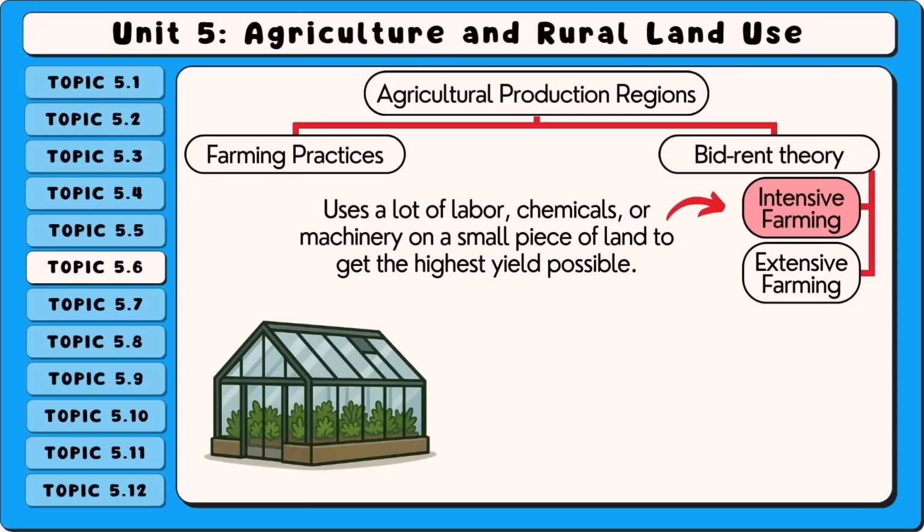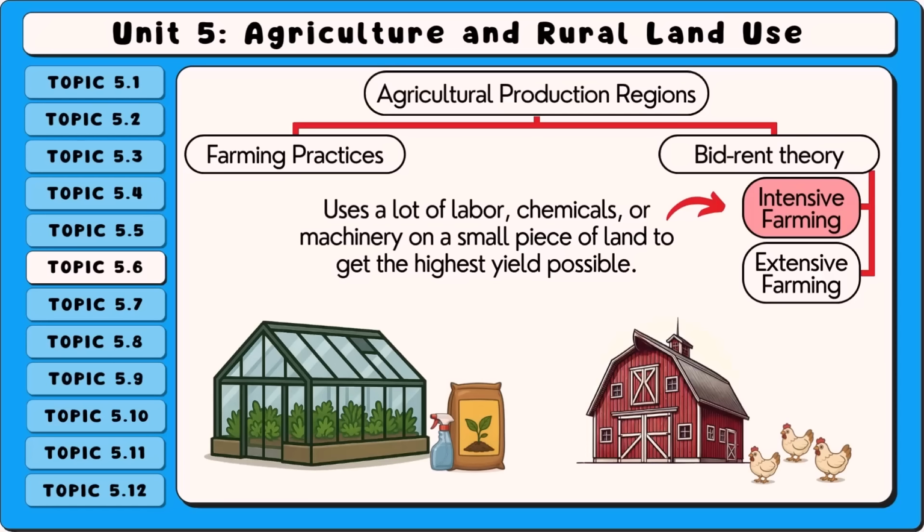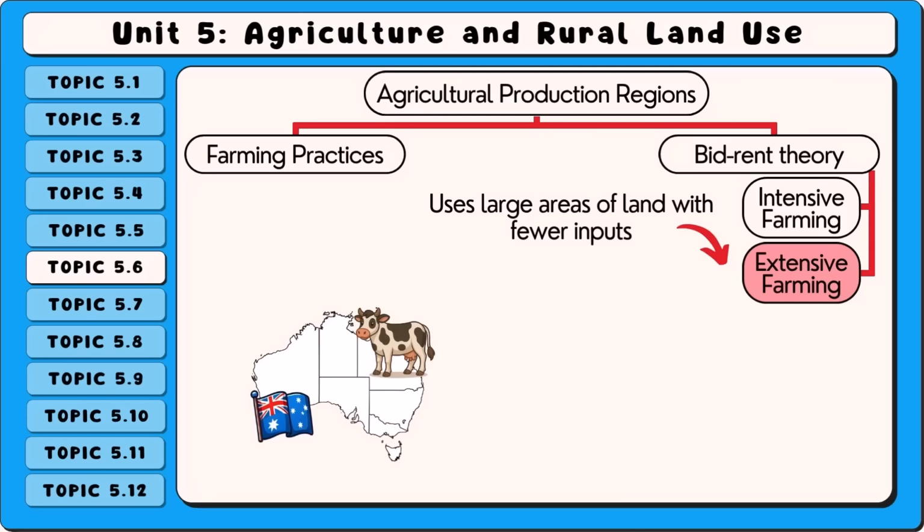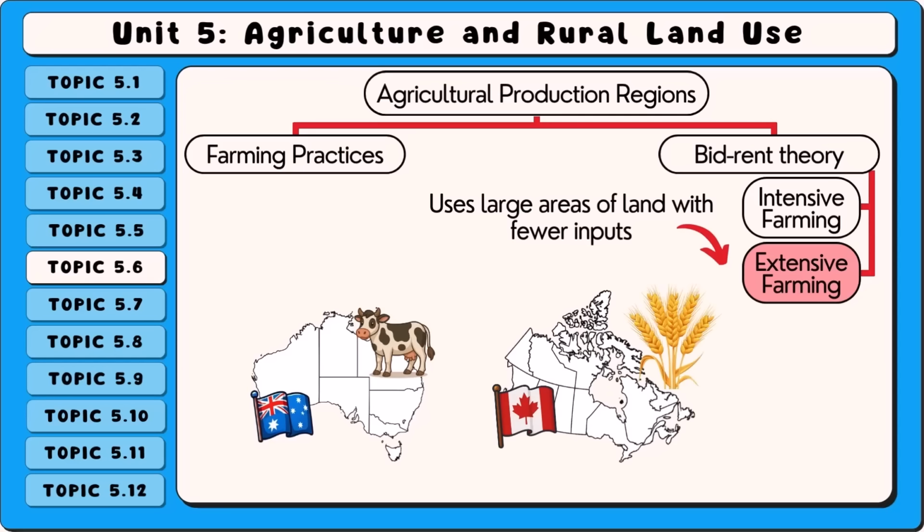For example, growing vegetables in greenhouses with fertilizers and pesticides, or raising chickens in large indoor barns, are both forms of intensive farming. Extensive farming uses large areas of land with fewer inputs, meaning it depends more on natural resources and less on chemicals or machines. For example, cattle ranching in Australia or wheat farming on wide-open prairies in Canada are both examples of extensive farming.